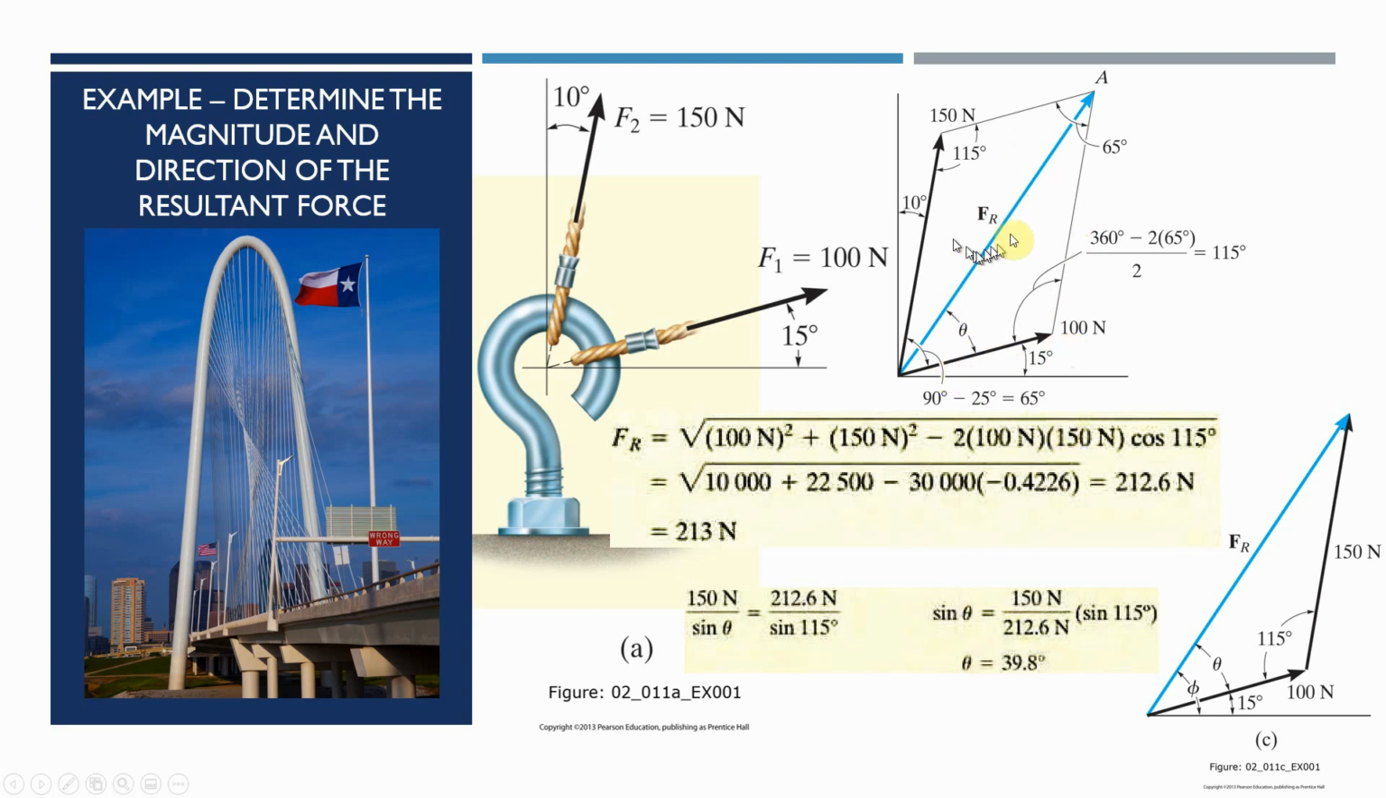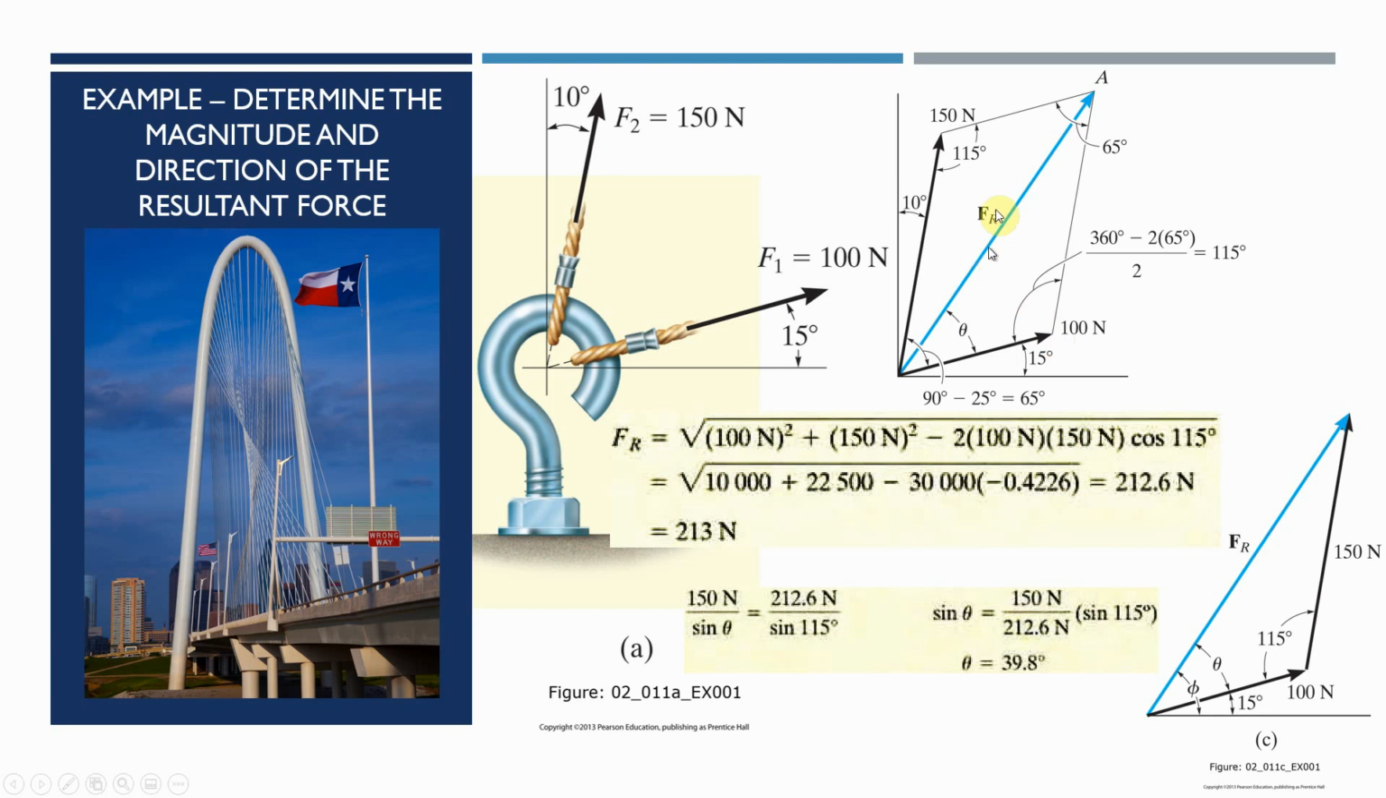So now that you've got FR, FR over the sine of 115 has to equal the length of this side. Here's 100 newtons, or the length. Let's take the length of this side. Oh, opposite. We've got to go opposite. Sorry, theta. So here's 115.